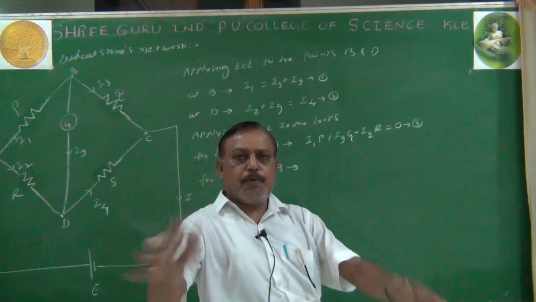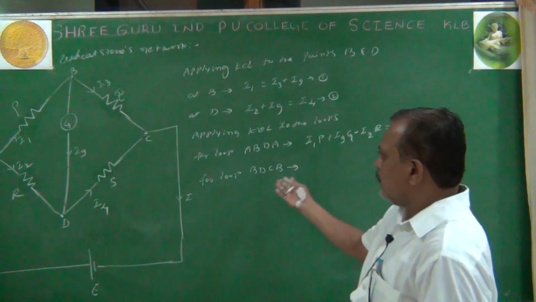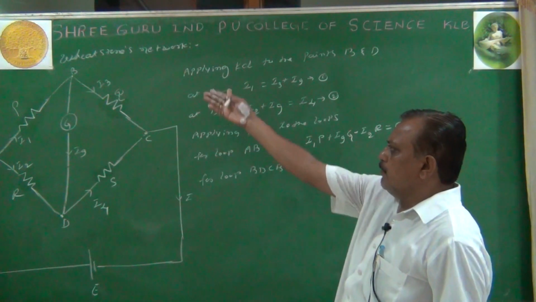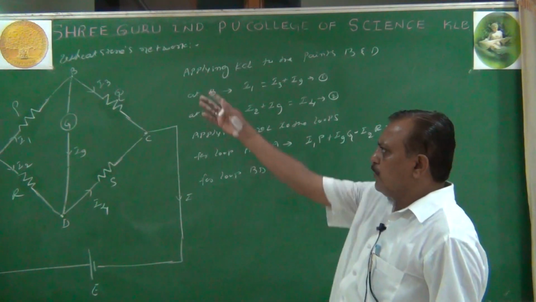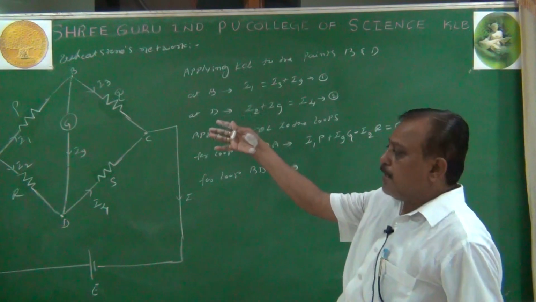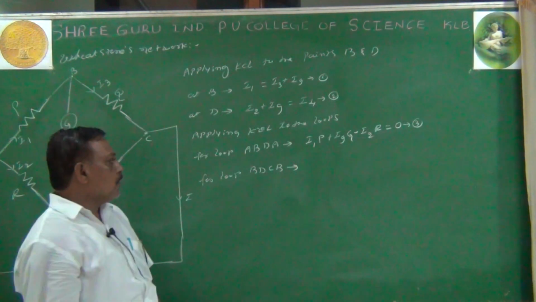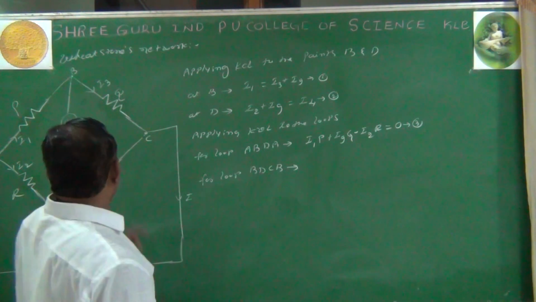It starts with any point that is left to you. With a free mind, you choose the direction. According to me, I have taken BDCB. You take any point or any tracing that is either clockwise or anti-clockwise. So for me here, BDCB.